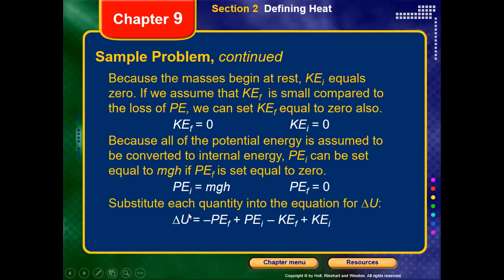Now let's go back to delta U, the internal energy, which equals negative PE final, as I told you at the previous page. Here, this is 0, mgh, 0 and 0, so the total internal energy will equal mgh.